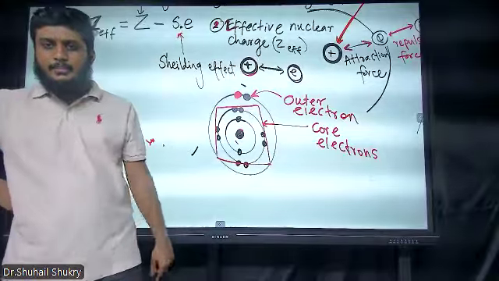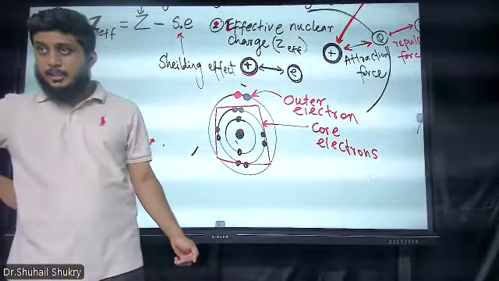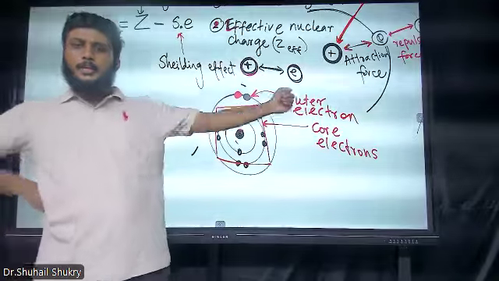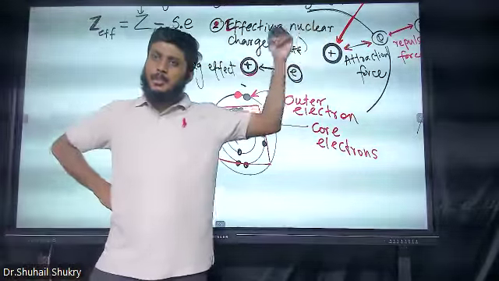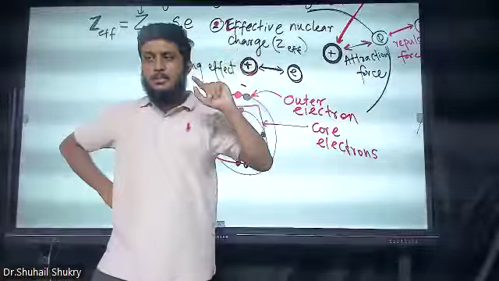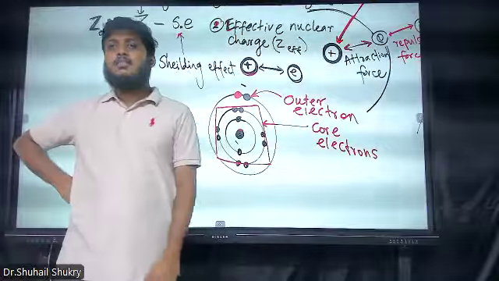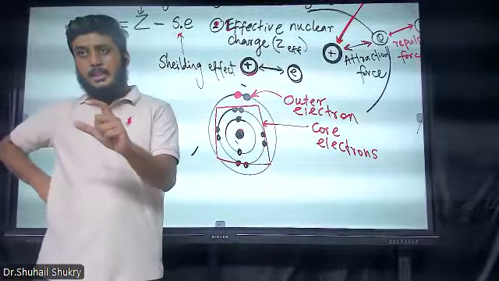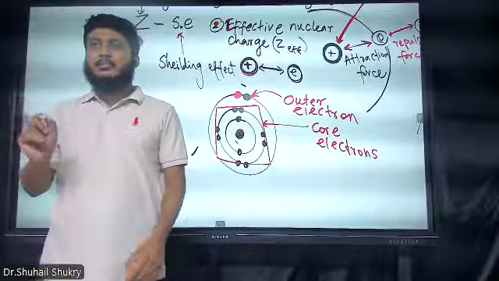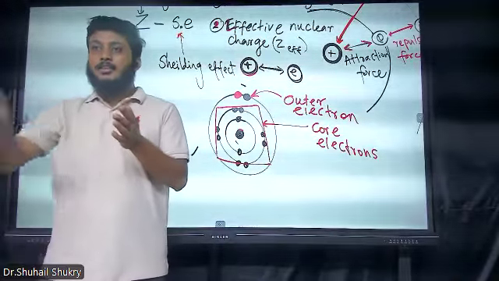So this is the thing you have to understand. Then write: when you go down the group, shielding will increase. When you are going from left to right across a period, shielding remains constant, or shielding increases slightly.